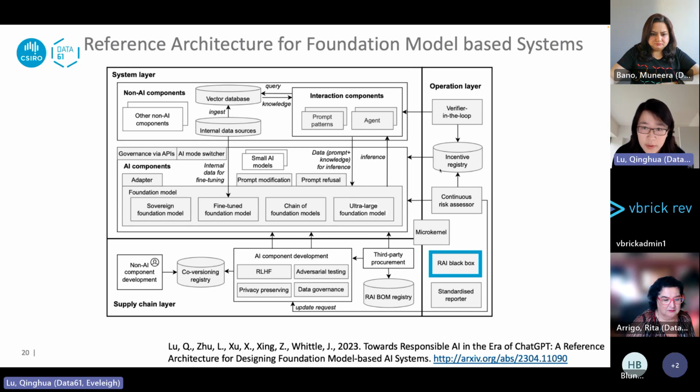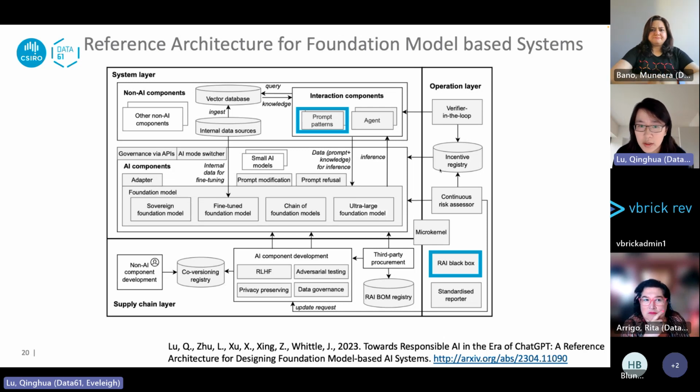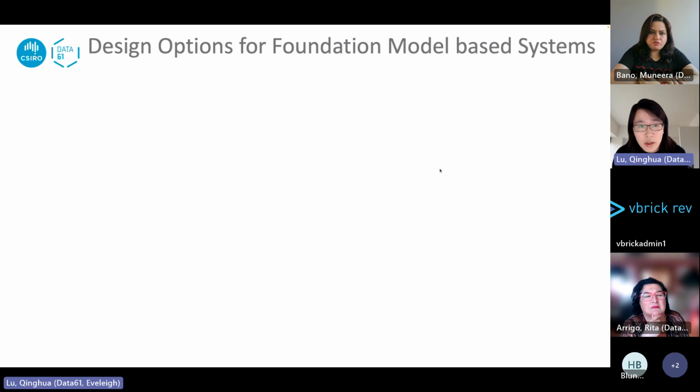We also have some patterns for the interaction components. That's the prompt patterns. For example, the think aloud pattern we just use in our risk assessment tool. It can help to improve user trust and transparency. We also have a governance via API pattern. In between the foundation model and API, we can manage the quality of the conversation by modifying the prompts or refusing the prompts.